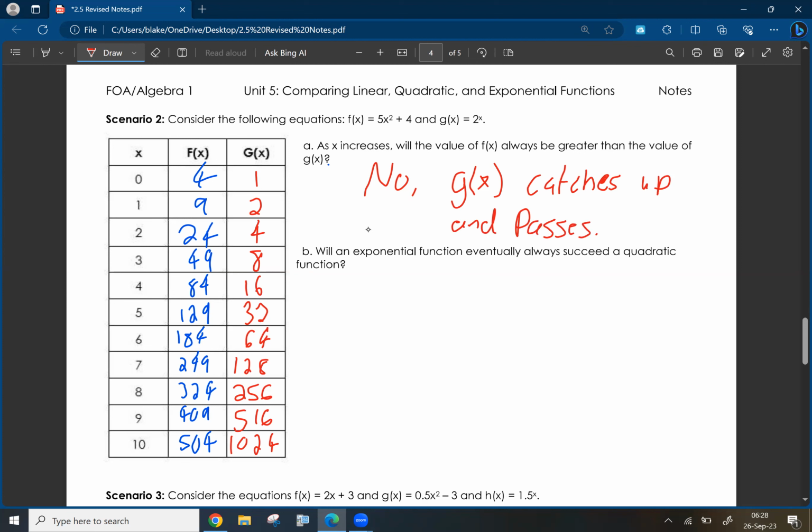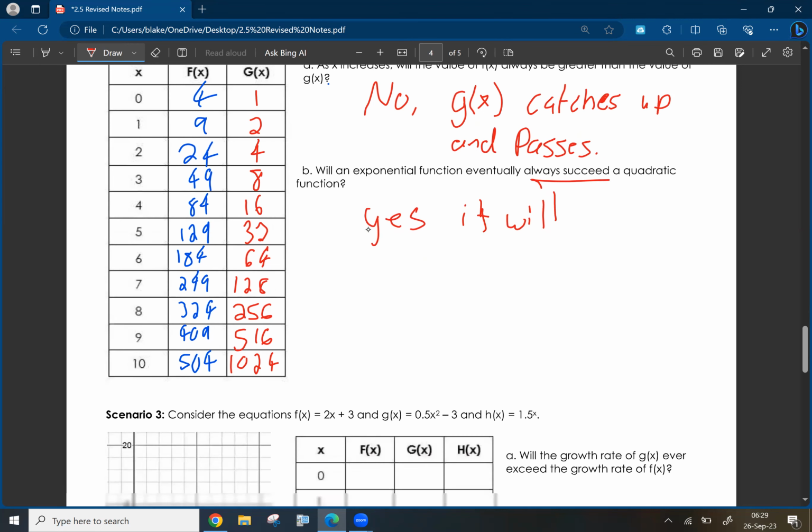Will an exponential function eventually always succeed a quadratic? Key here is always, and the answer is yes, actually. Exponential will, yes it will. Kind of explains it in those sentences there, so yes it will.